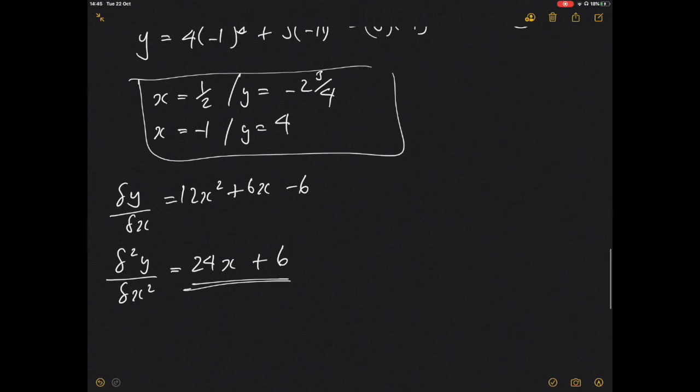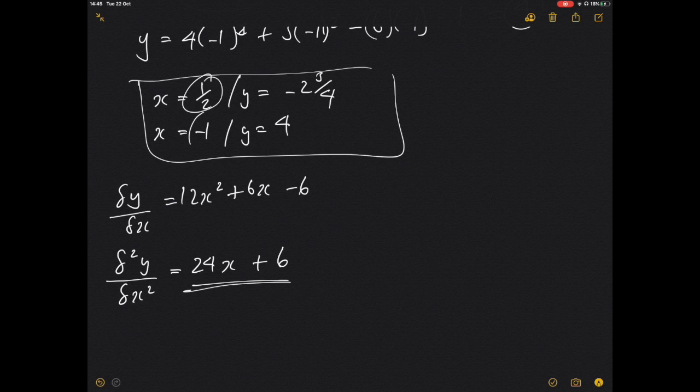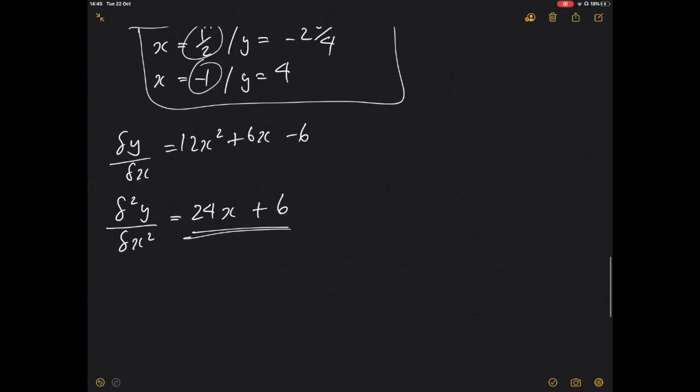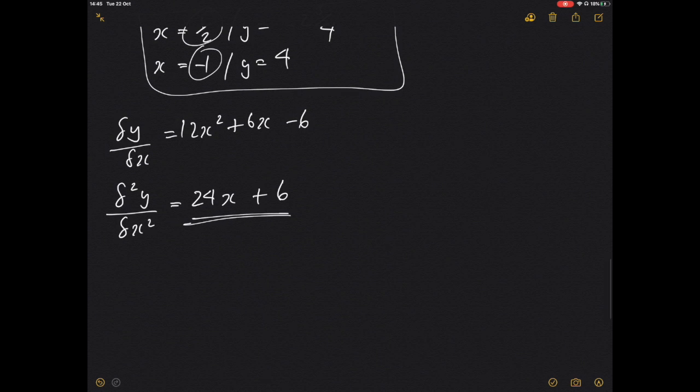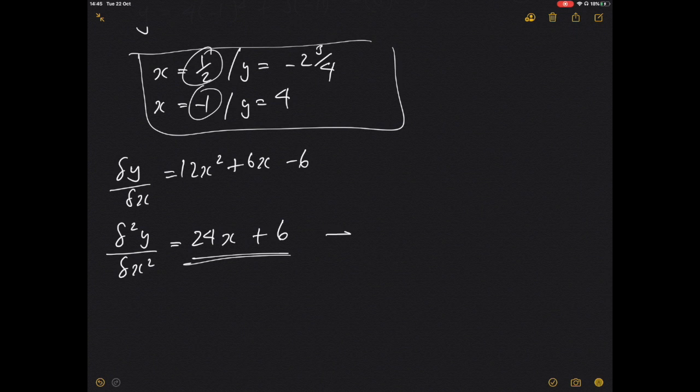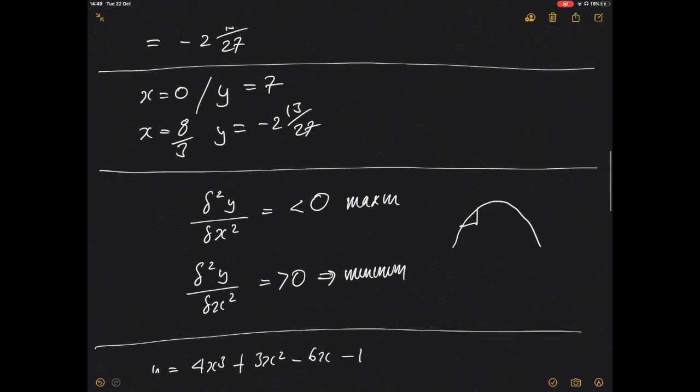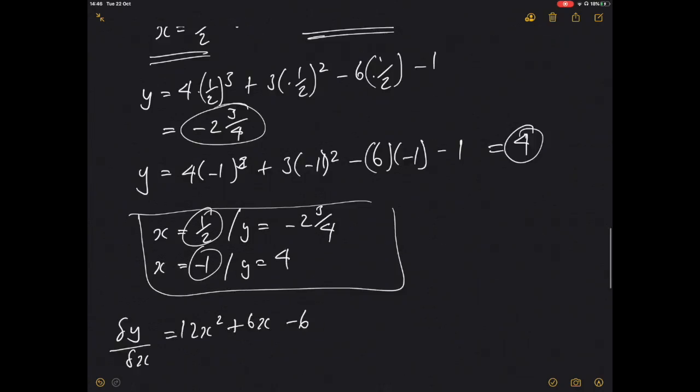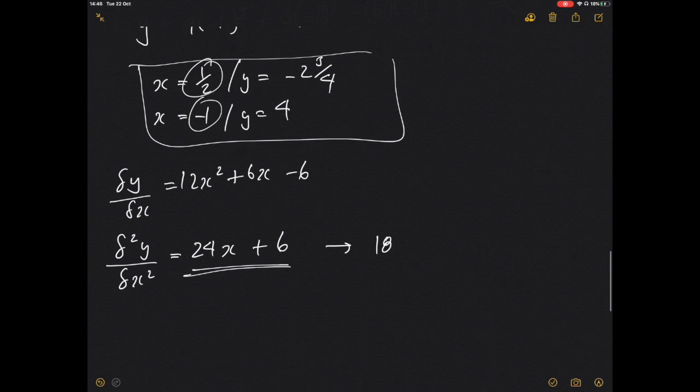And what we have here is two values of x: a half and a minus 1. So if we were to plug this half in first of all, we would get 24 times a half plus 6, which equals 18. So that's greater than 0, and as our rule has shown, the first would have to be a minimum turning point. So we'd write that as a minimum.